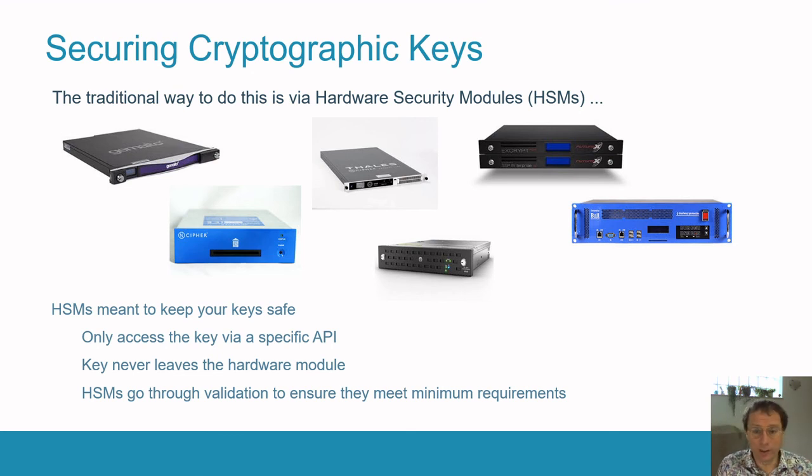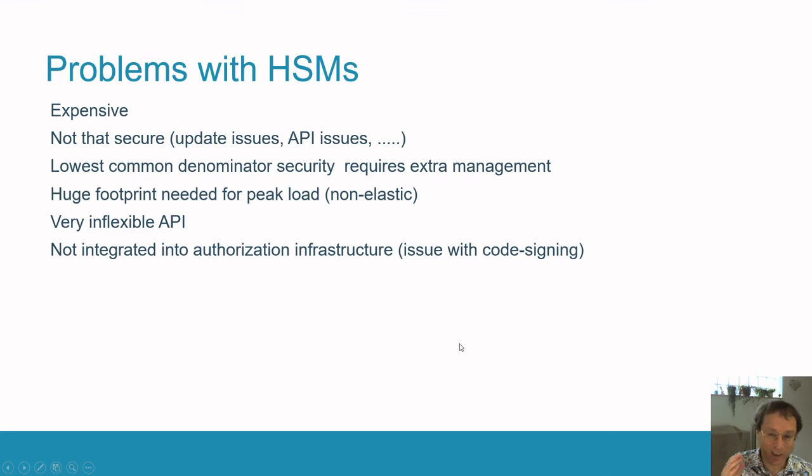Now, the problem with HSMs is they're not very flexible. They don't really meet the concept we have these days of elastic compute capability on the cloud. So they're a bit clunky, and they've got problems. They're expensive. One of these boxes could cost you $10,000, $20,000. They're not that secure. They have various API issues. Updating them is complex because they're hardware modules.